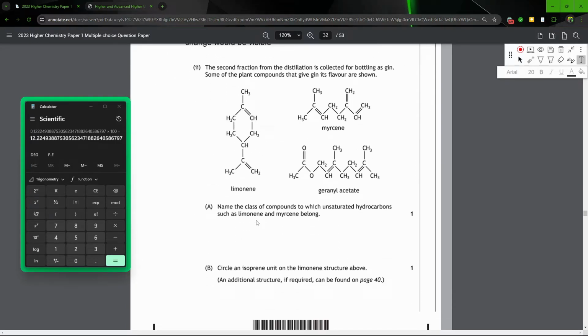The second fraction from the distillation is collected for bottling as gin. Some of the plant compounds that give gin its flavour are shown. Name the class of compounds to which unsaturated hydrocarbons such as limonene and myrcene belong. And that would be terpenes, everyone's favourite. Well, not really mine, but you know, they're right. The main way you distinguish terpenes is that if you count up all the carbons, there'll be a multiple of 5. So, for example, limonene, we have 1, 2, 3, 4, 5, 6, 7, 8, 9, 10. Myrcene, we have 1, 2, 3, 4, 5, 6, 7, 8, 9, 10, and so forth.